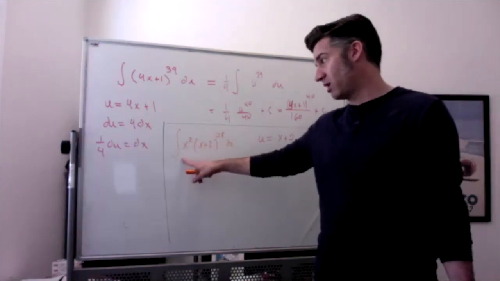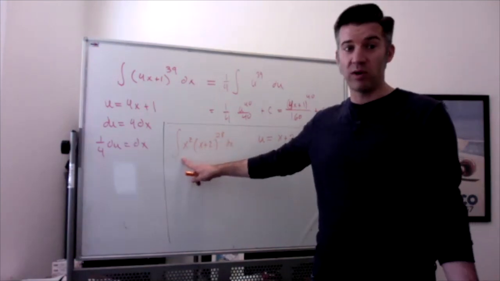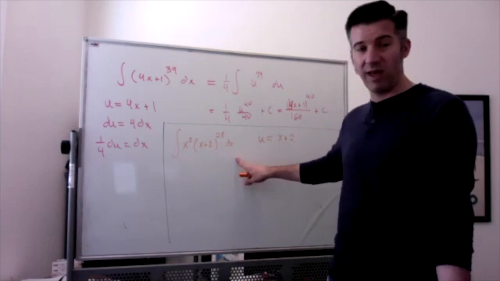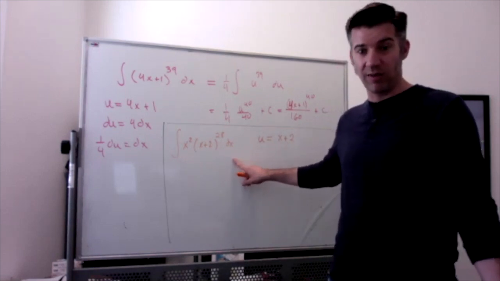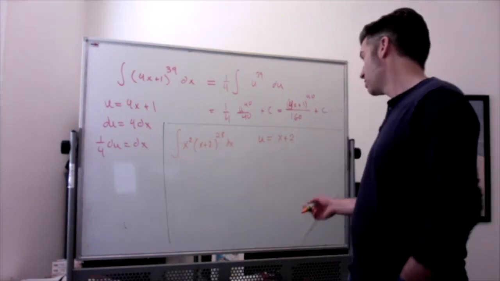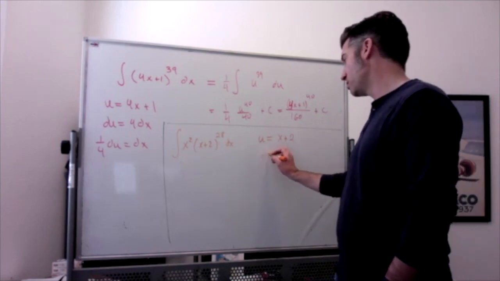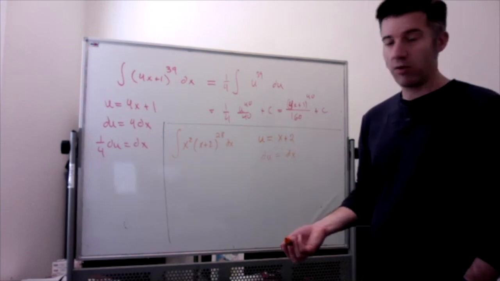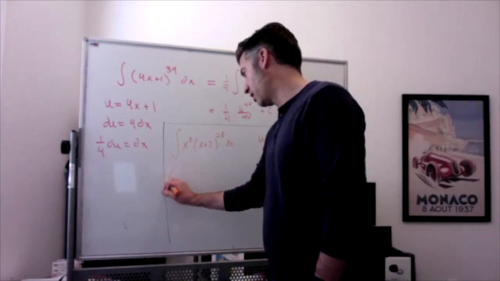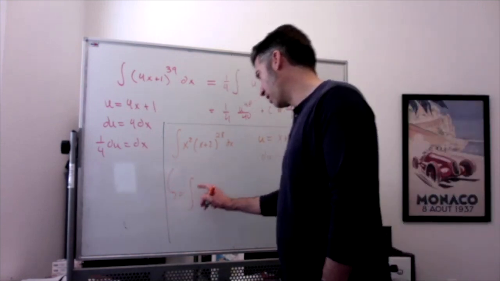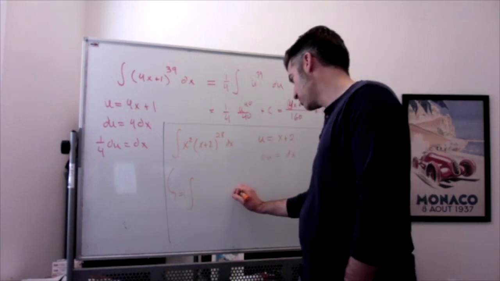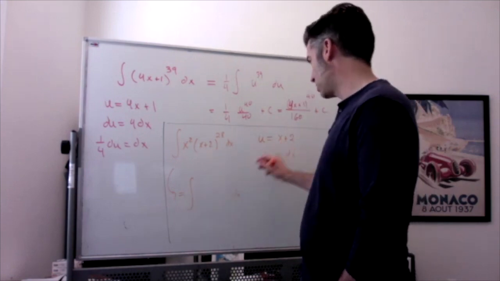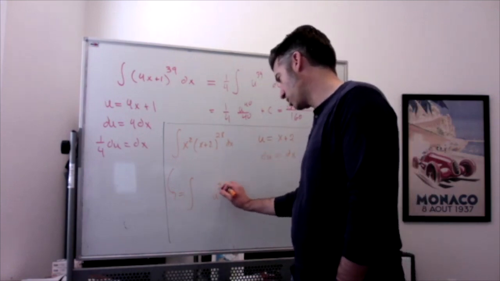We definitely don't want to let u equal x squared because its derivative 2x, we don't really have a 2x multiplying the dx, so that would be a not great choice. So we're going to let u equal x plus 2. Du is going to equal 1 times dx. So great. This is going to become the integral of, well, my dx is du. My x plus 2 is going to be u to the 28th.